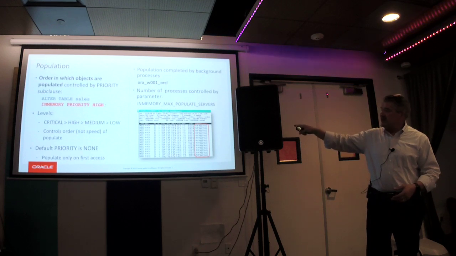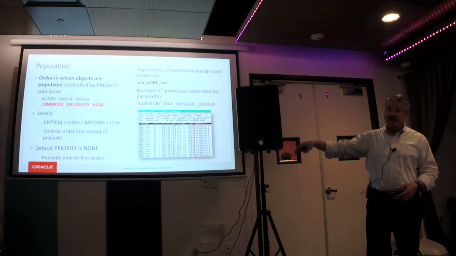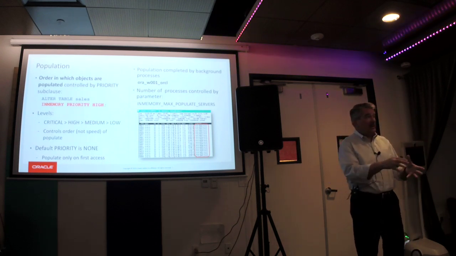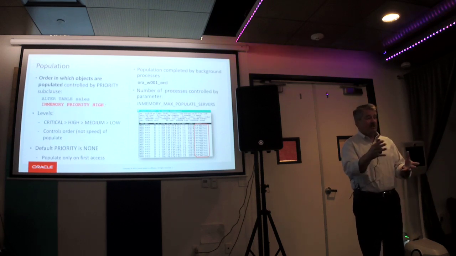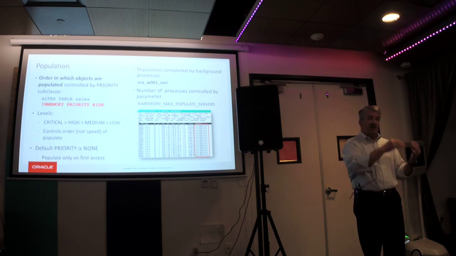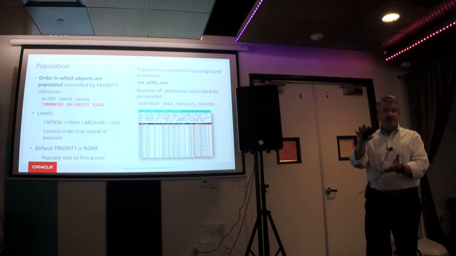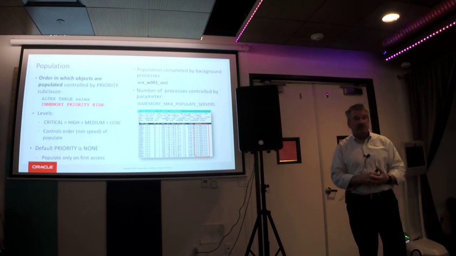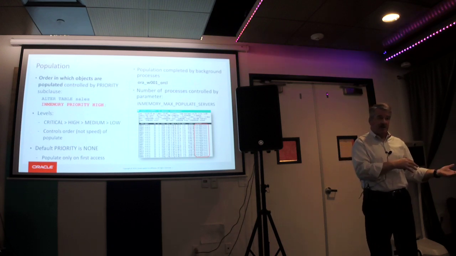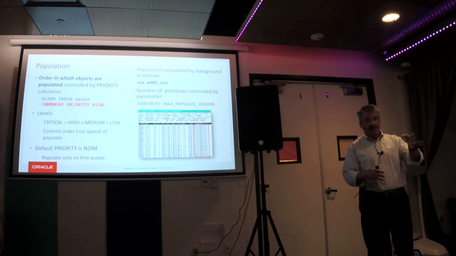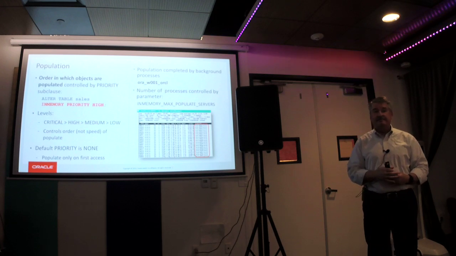And as I said, population occurs in the background. We do have priorities available. I'm not going to spend any real time on this other than to say that these background processes are configurable. You can allocate more or less if you want. Say when you start up the database, if you want to allocate all of your resources to populating everything so you can turn your applications loose, you can crank up the number of processes available for population and max out your CPU capacity on your server to get things populated as fast as possible. Population does I/O, but in general, it's pretty CPU intensive. We're basically transforming that row-based data into columnar data, or compressing it, and populating it into memory.